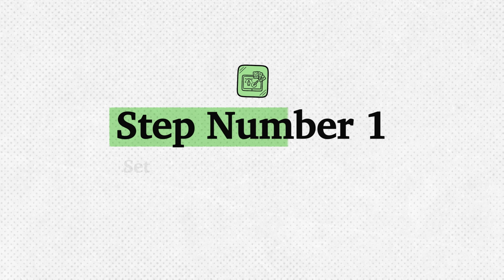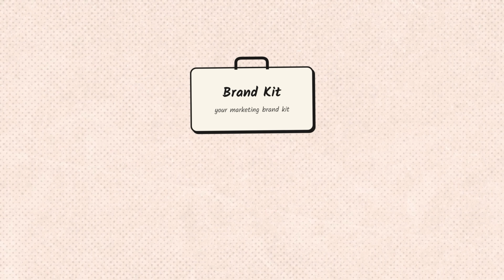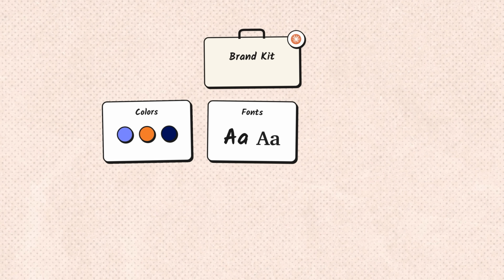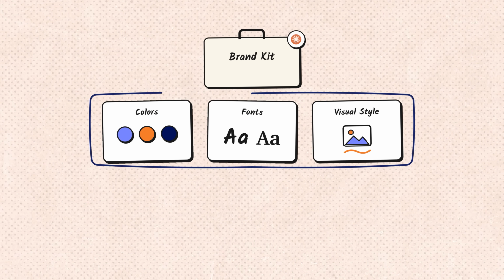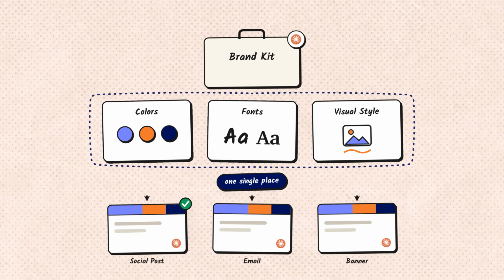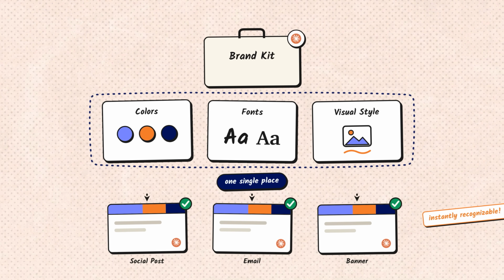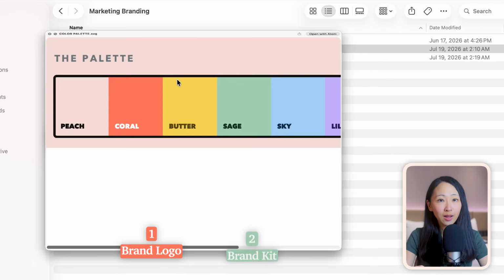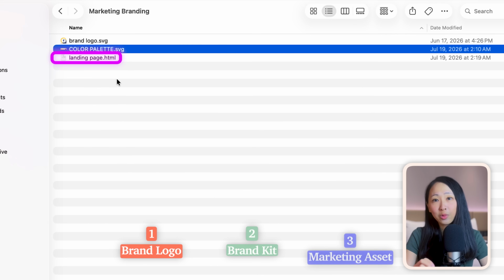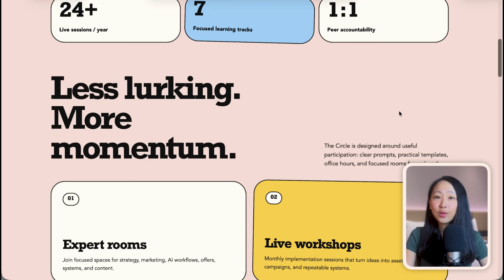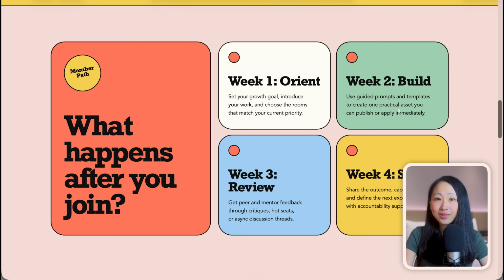Starting from step number 1, set up a brand design system. A brand design system is just like your marketing blanket for Claude specifically. It defines your brand colors, fonts, and visual style in one single place, so every marketing asset you create looks consistent and instantly recognizable as your brand. To build one, you need at least 3 things: your brand logo, your brand colors and fonts, and one real marketing asset as an example, like your landing page or slide deck. And you can just prepare them inside one single folder.